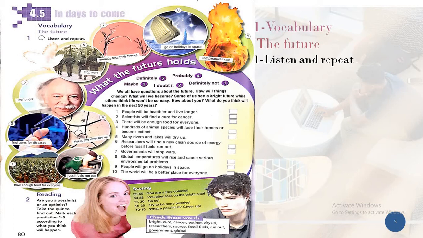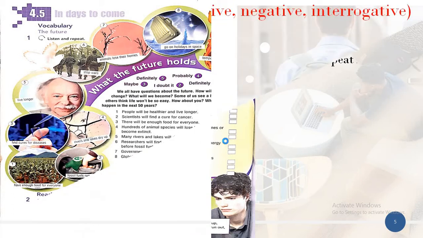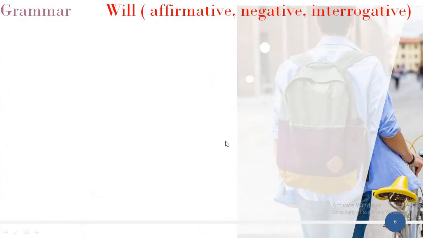Maybe. Okay, so as I said, the answer depends on you. When you write 1, 2, 3, 4, 5 in 10 sentences, you can see the score that you get, and you know if you are a positive, optimist person or a pessimist person. Good, dear students. And now let's move to page 81.